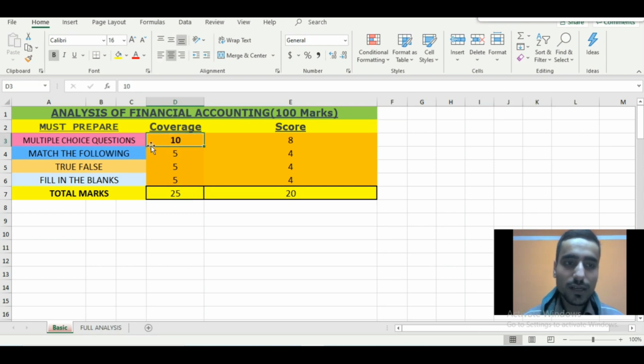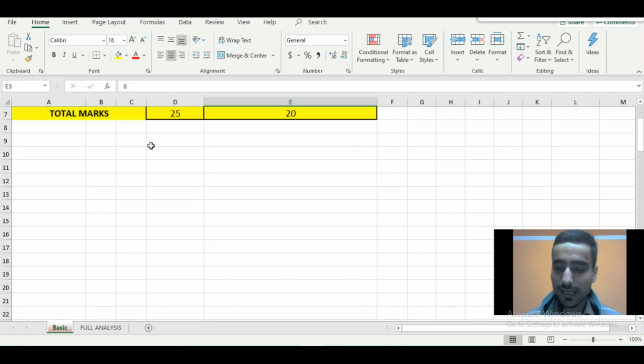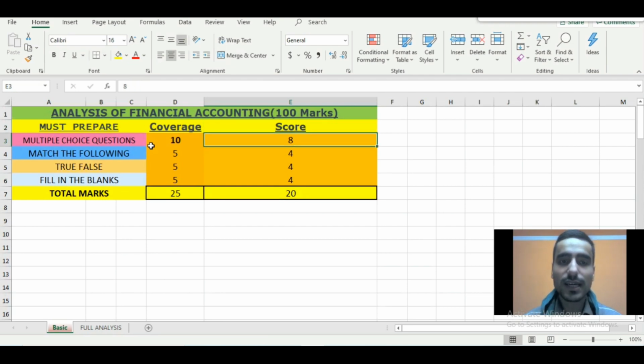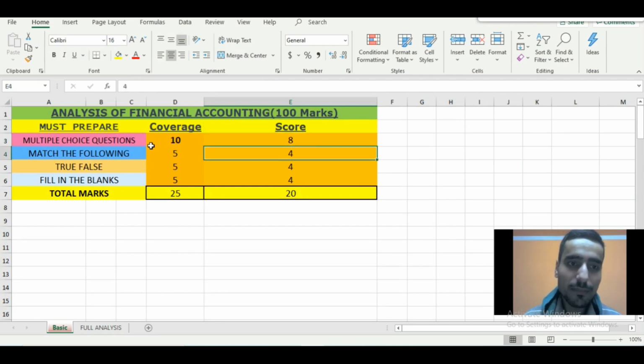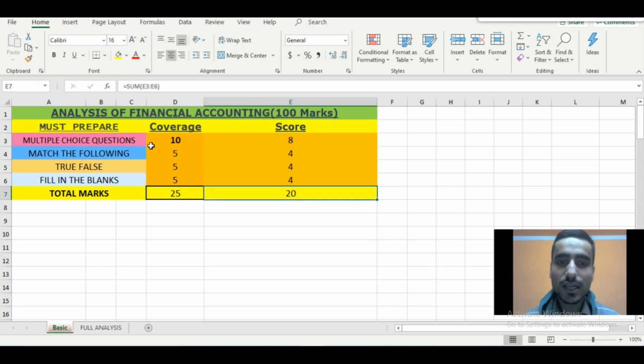And what you should do, you should at least secure, as I expect, 8 marks out of 10 in your MCQs, 4 marks in match the following, 4 marks in true false and 4 marks in fill in the blanks. So in this way, you should at least score 20 out of 25 in these MCQ based questions, right?